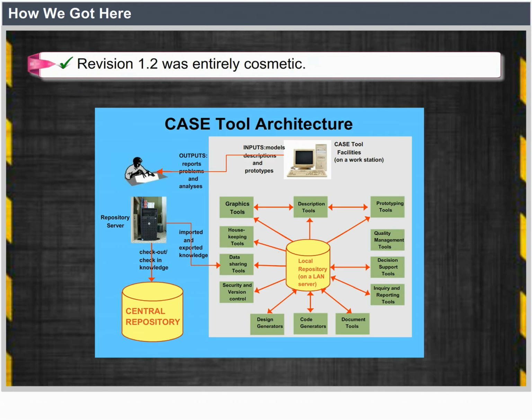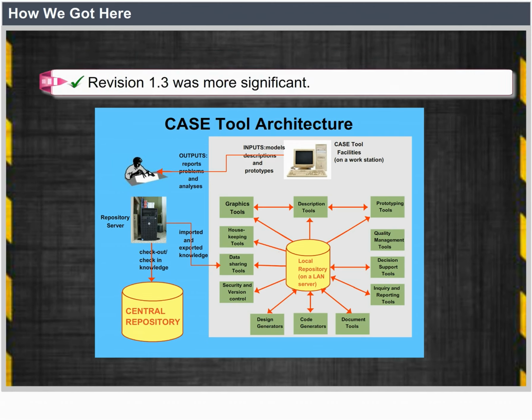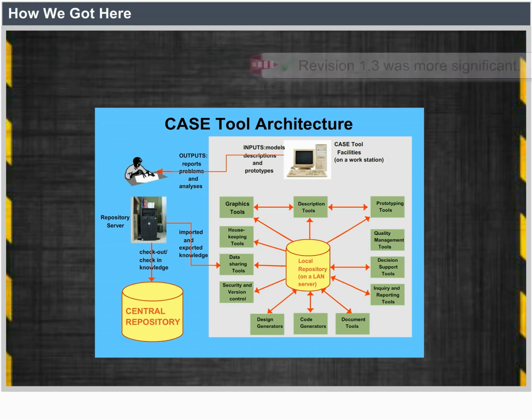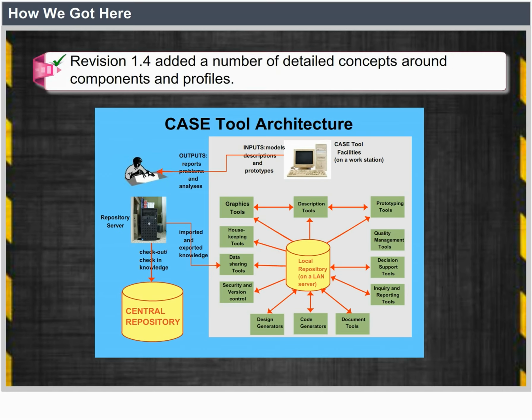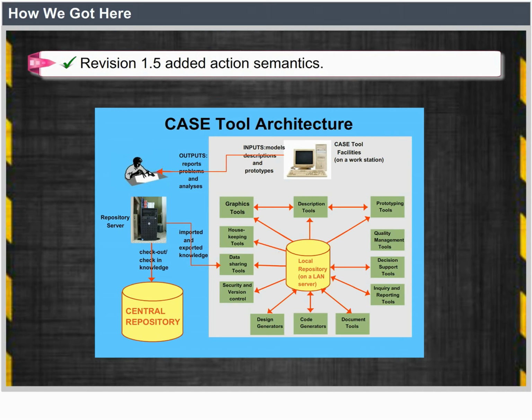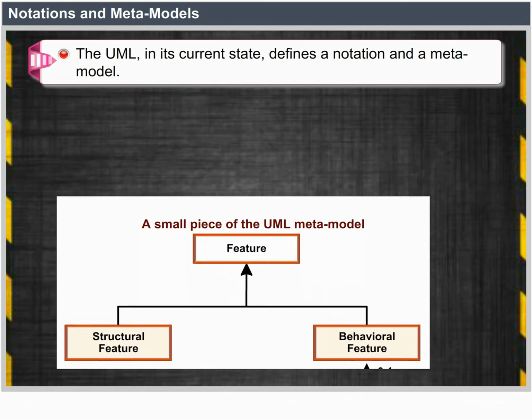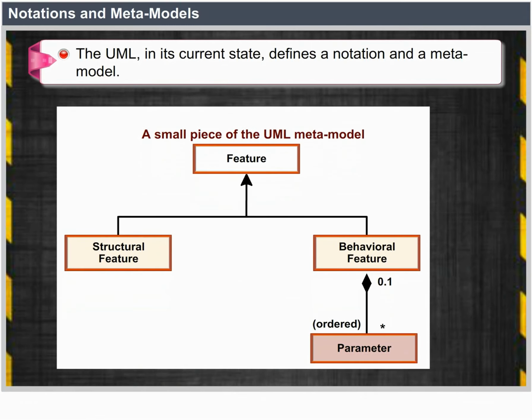Revision 1.2 was entirely cosmetic. Revision 1.3 was more significant. Revision 1.4 added a number of detailed concepts around components and profiles. Revision 1.5 added action semantics. Notations and meta models. The UML in its current state defines a notation and a meta model.